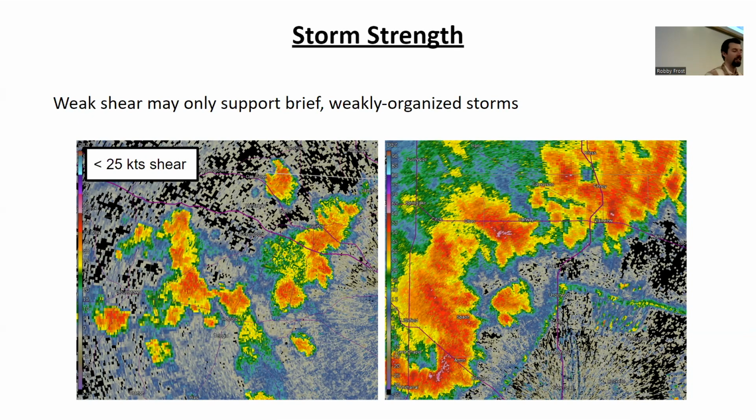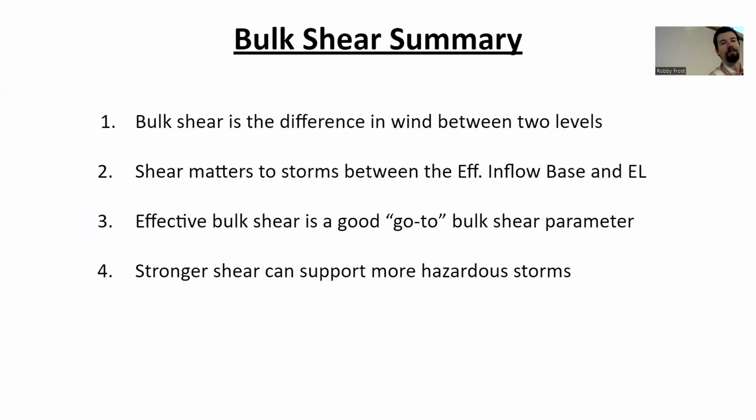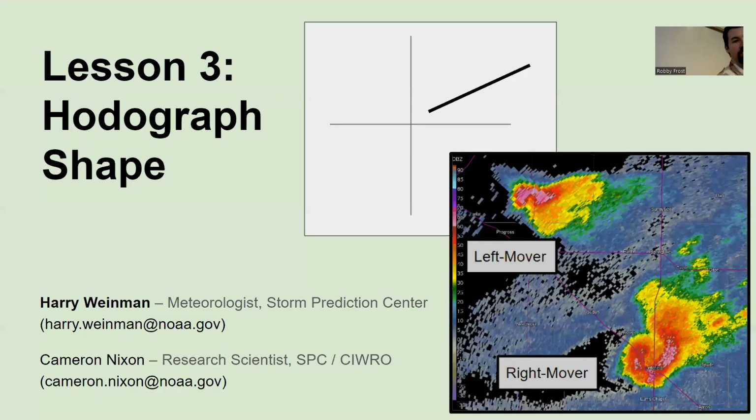shorter lived convective storms. So for a summary, convective bulk shear is the difference between two levels on a hodograph. Shear matters to storms, especially in between the effective inflow layer base and the equilibrium level height. So we're not always going to use that whole hodograph. We're going to use kind of a subset of that hodograph. Effective bulk shear is a really good go-to because it takes both of those into account. And then stronger shear could support more hazardous storms.